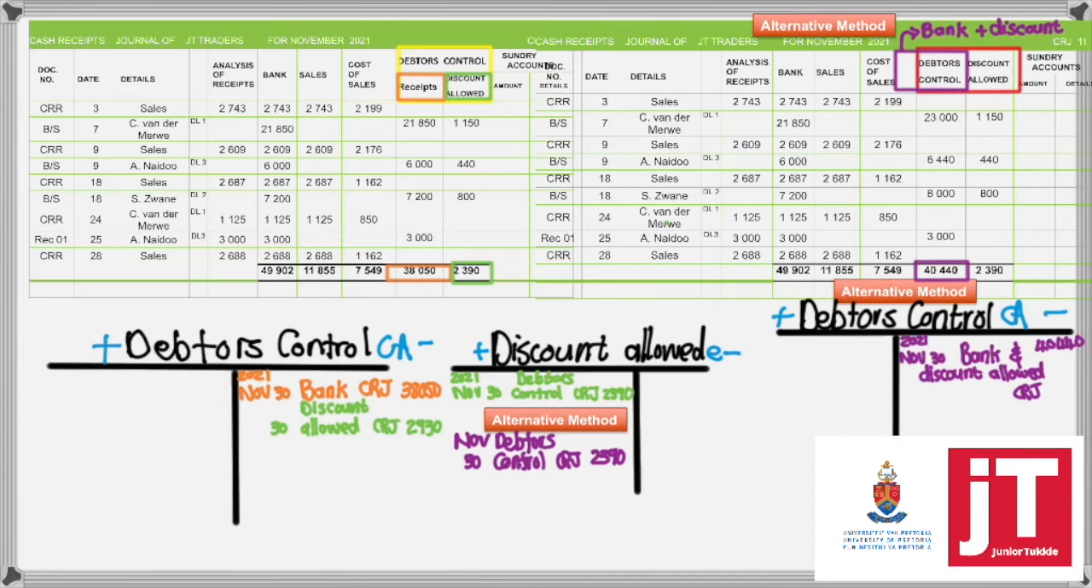The difference comes in the debtors control account, where if the standard layout, you either now post it, or you post the two amounts separately, a bank figure for the receipts column and a discount allowed figure for the discount allowed column. But if there's a debtors control and discount allowed, you don't post the discount allowed separately into the debtors control account. It will already be included in the 40,440. So you'll only post that total of the debtors control column.